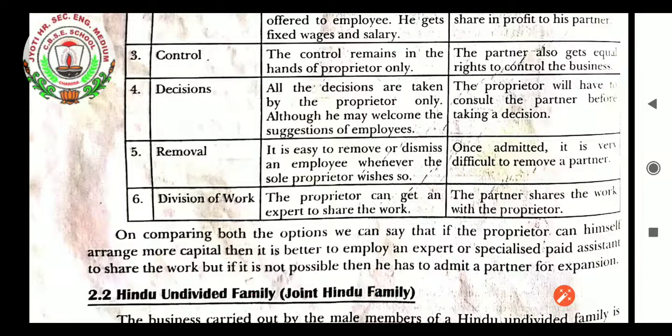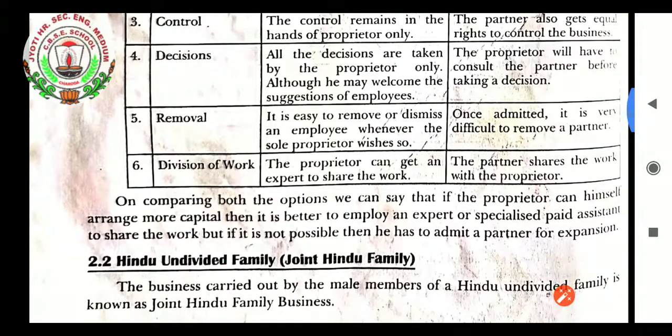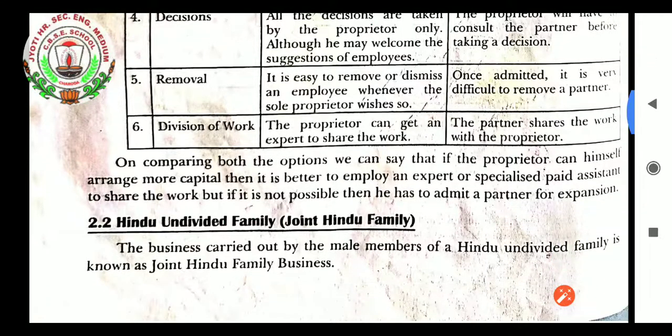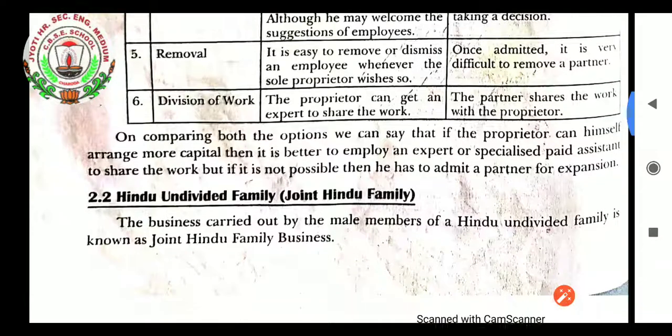Division of work. The proprietor can get an expert to share the work. In admitting a partner, the partner shares the work with the proprietor. On comparing both options, if the proprietor can himself arrange more capital, then it is better to employ an expert or specialized paid assistant to share the work. But if it is not possible, then he has to admit a partner for expansion.